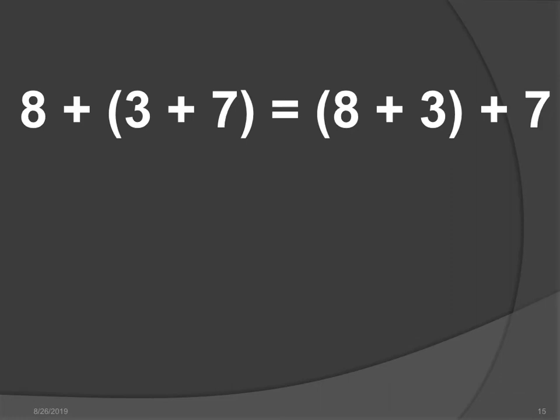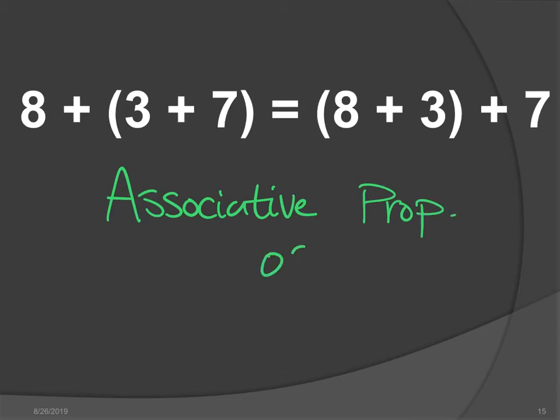Here, another one where we've got 3 different things. This time they're being added together instead of multiplied, but all they do is change the group. So that is another one that is the associative property, but this time it is of addition. Okay? I know we're going through these fast, but I just want to make sure you get them.